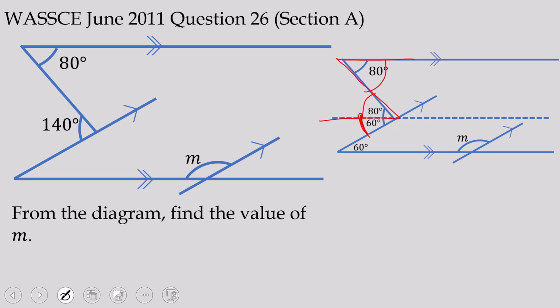So now since this over here is 60, again I can have an alternate angle. So another Z shape. So I have this Z shape over here. So it means that this alternates with this. So therefore this angle over here is also 60.